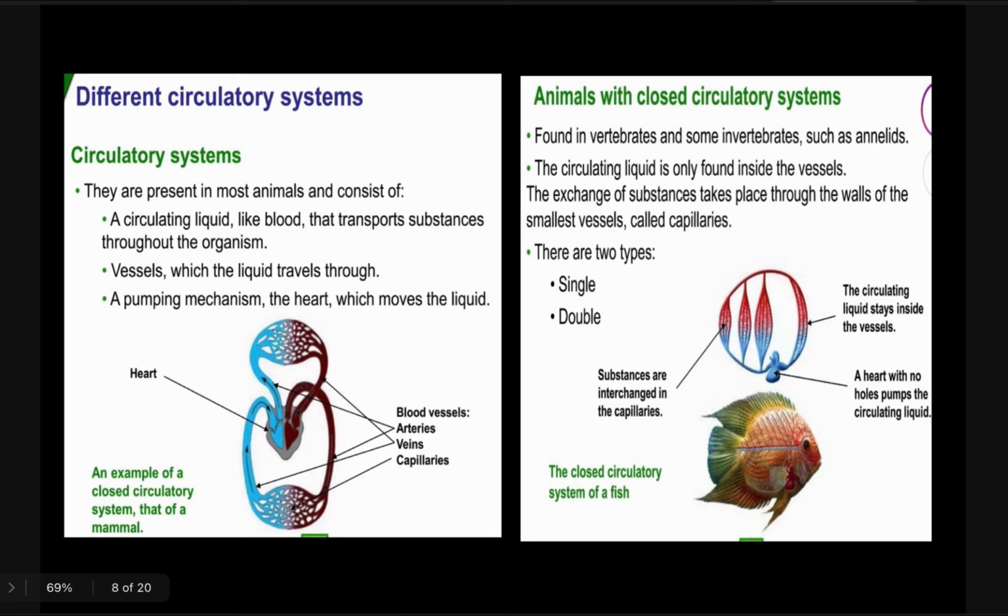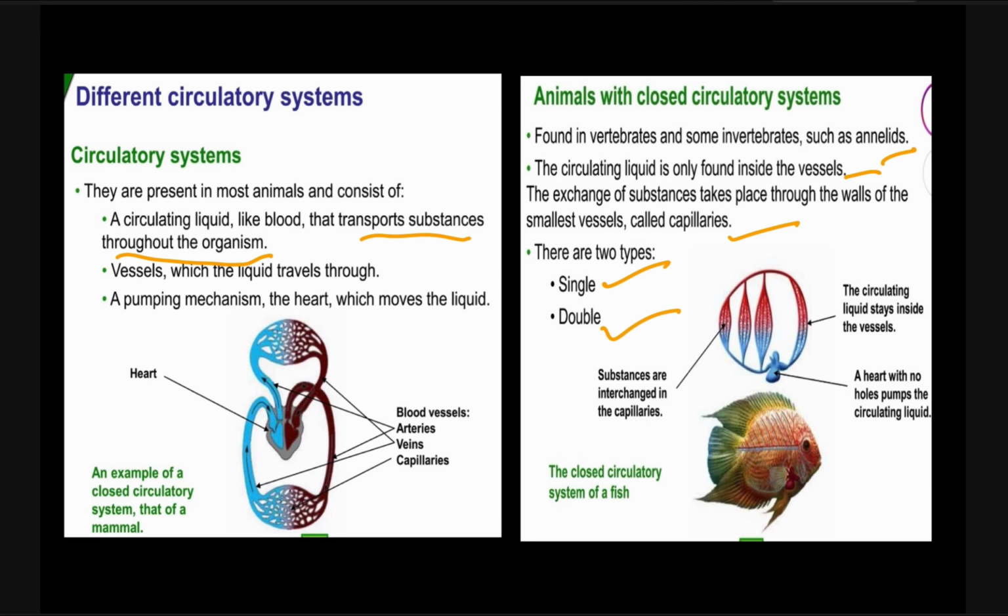Whereas the circulatory system of most animals, including human beings, is closed. And it is also found in some invertebrates like annelids. Circulatory fluid is only found inside the vessels. The exchange of substances takes place through the walls of the smallest vessels called capillaries. The closed circulatory system is also of two types, single and double.